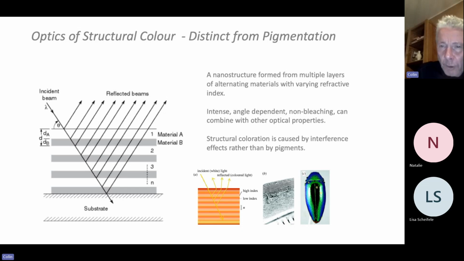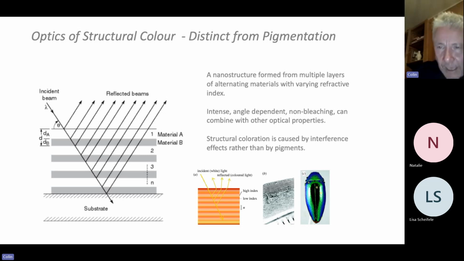So, for example, in the carapace of a beetle, you have different layers. And these different layers have different optical properties. And the spacing and the width of these layers relative to the light that's interacting with them is super important to what you see coming off them.